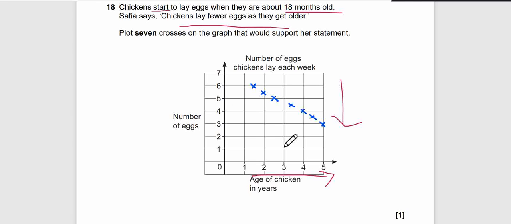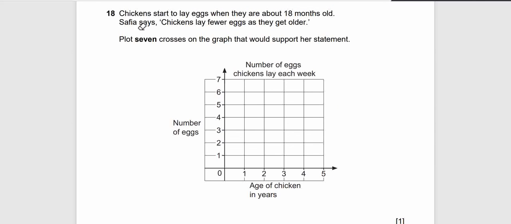Right, if you have any other option you may screenshot and send to our email. You need to clarify. Check our email in the description section. Next, here we go. We are in question 18. Chickens start to lay eggs when they are about 18 months old.